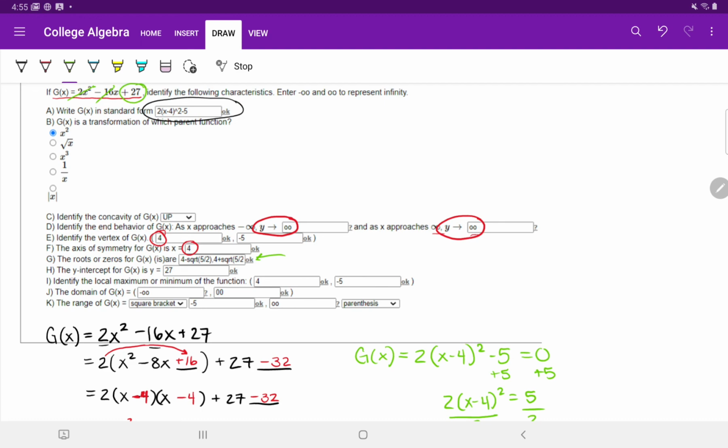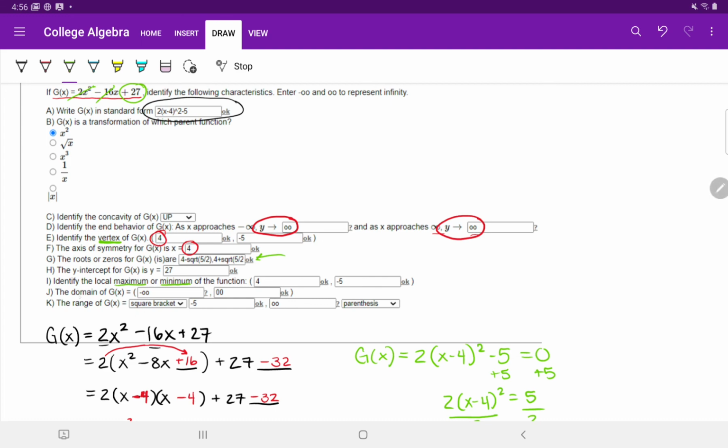Now they're asking us to identify a maximum or a minimum. This is a trick question. They've already asked you about that. The max or the min is the exact same thing as the vertex. So all you have to do is take this 4, -5, copy it down. They don't even tell you to identify whether it's a max or whether it's a min. They just ask you to basically copy down the vertex.